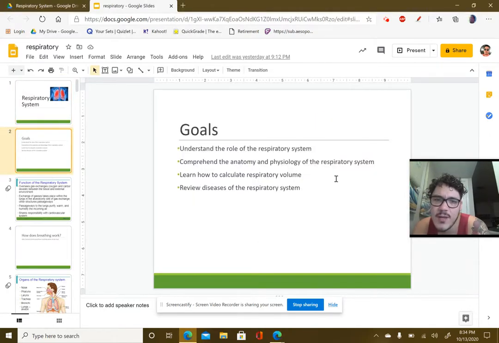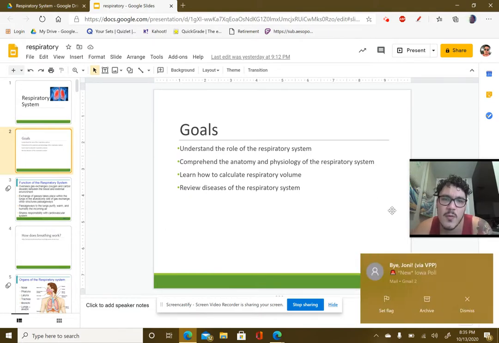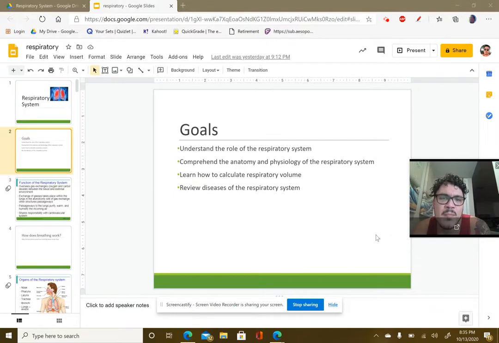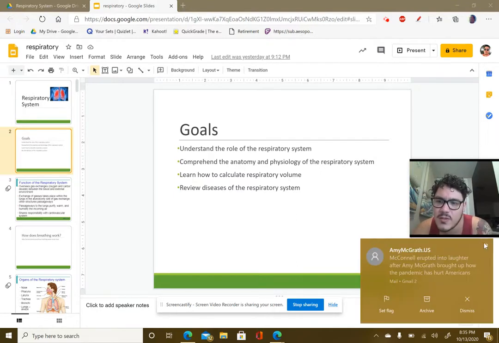Some of the goals for this unit: understanding the roles of the respiratory system. That's stuff that we're going to talk about in this video. And this video is honestly a really short one. It's just more introductory than anything else. Comprehend the anatomy and physiology of the respiratory system. Sorry, guys.